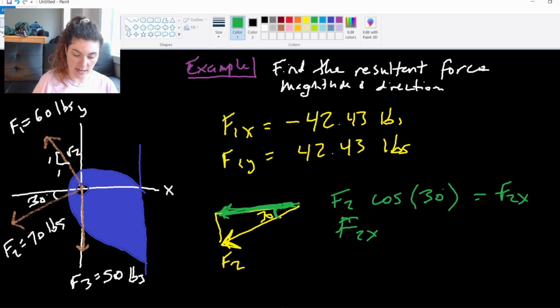But remember that it's negative. So it is negative, what is cosine 30? Cosine 30 is not a half. Sine 30 is a half. So it's the square root 3 over 2. So you'll get negative 60.62 pounds.